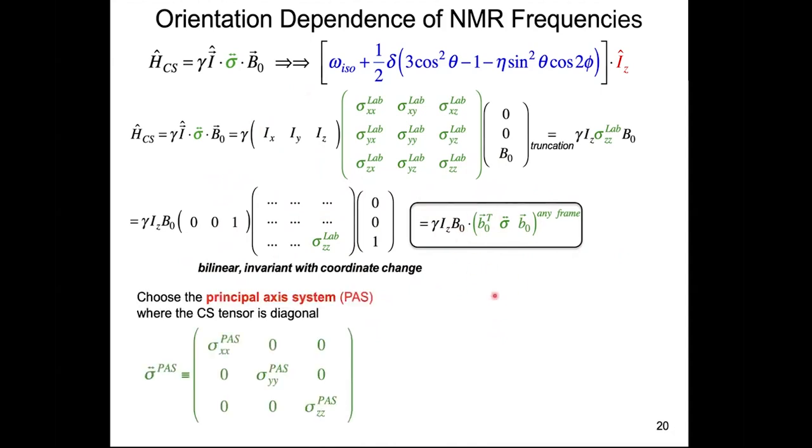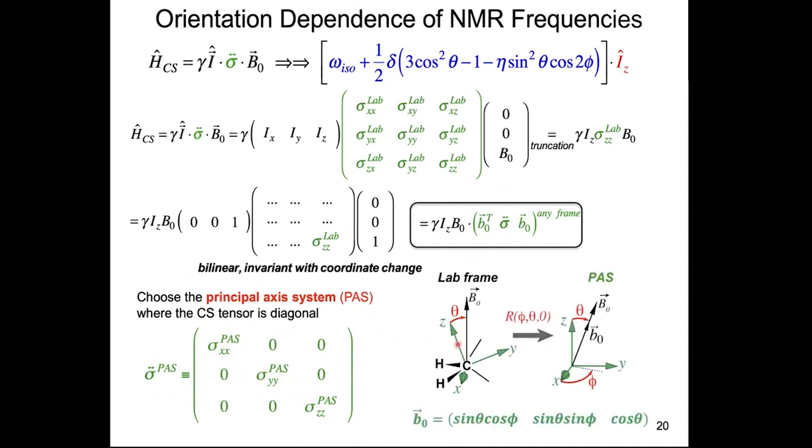All right, so which other frame is important? The most important frame really is the so-called principal axis system, which is the frame in which the chemical shift tensor, the sigma tensor, is diagonal. So the only non-zero elements are the 3 diagonal elements, sigma xx, yy, zz. Now we denote these tensor elements with a superscript of PAS, principal axis system. So we calculate the chemical shift frequency in this principal axis system.